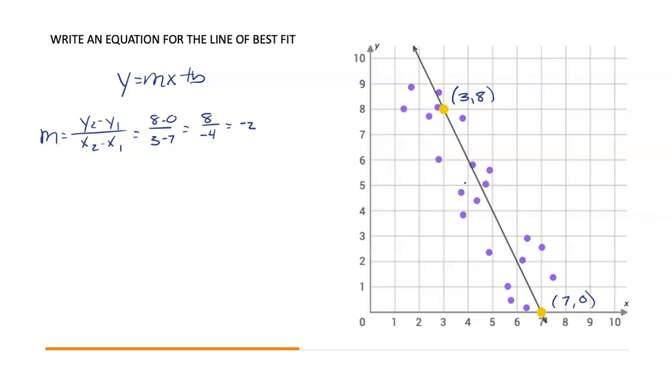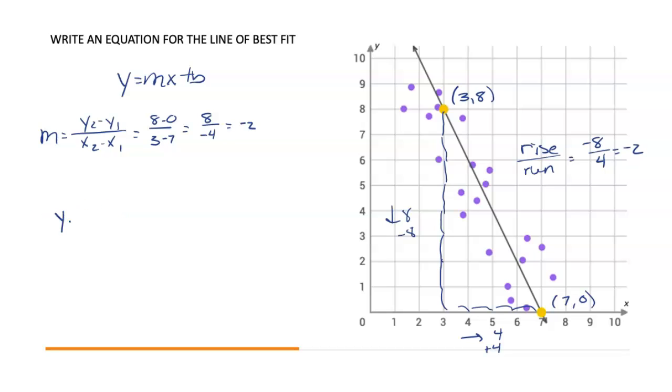Could you have counted them? Absolutely. You would have been, okay, 1, 2, 3, 4, 5, 6, 7, 8. And I was falling down, so that would be down 8 or negative 8. And then I would have gone forward, 1, 2, 3, 4. So forward 4 or a positive 4. I would have worked rise over run. My rise, or my vertical change, is negative 8. My run is positive 4. Negative 8 divided by 4 is negative 2. So however you want to do that is absolutely okay.